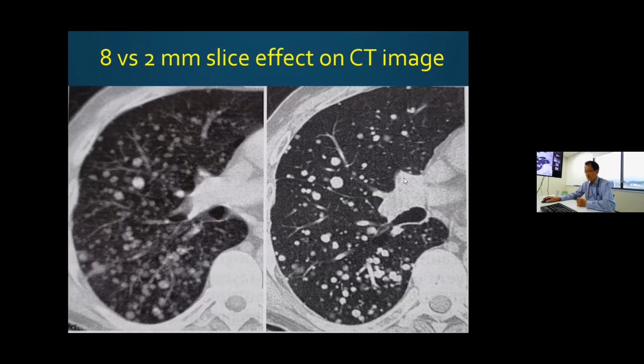At MD Anderson, I've been working for 32 years. They now have 0.6 millimeter slices on all lung primary or metastatic cancer workups, so that when you have very thin slices, you can detect tiny, tiny nodules as you see on this. And also it avoids partial volume averaging.